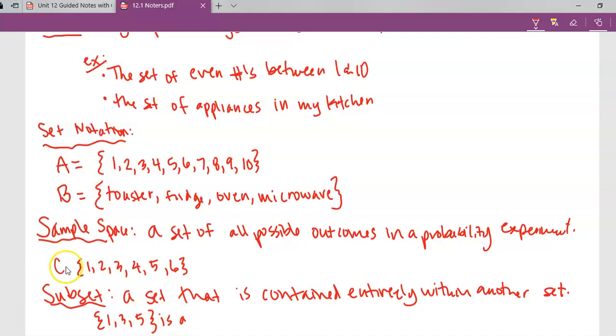So let's call this set C. This is a subset of C. Whereas {1, 3, 7} is not a subset of C.